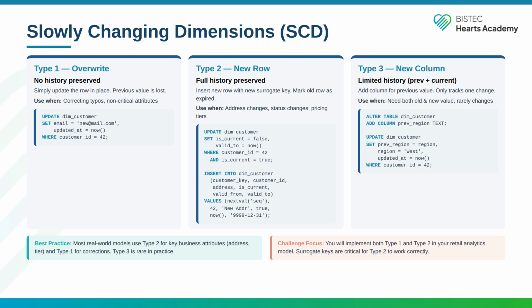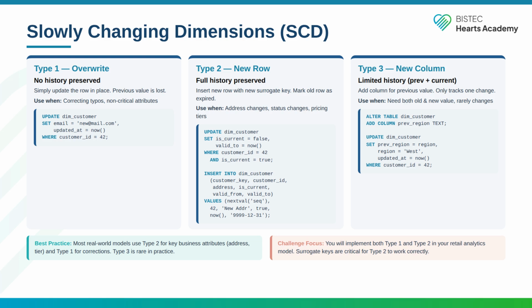Type 1 is the overwrite approach. Simply update the row in place. The old value is gone forever. Use this for corrections like fixing a typo in a customer name or updating an email address. It is fast and simple, but you lose all history.